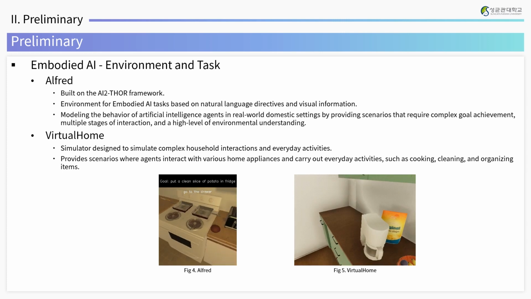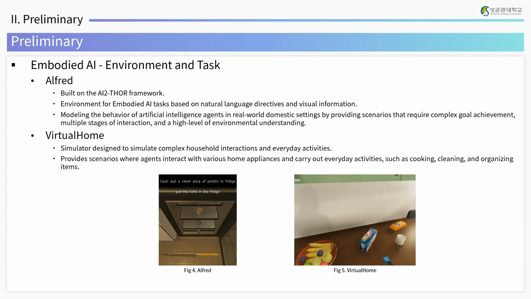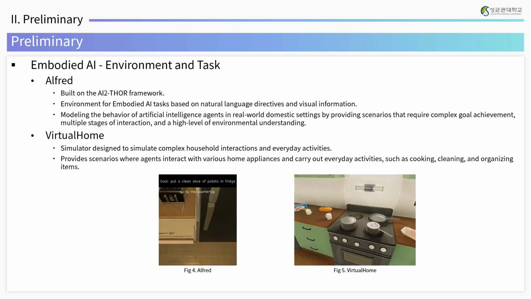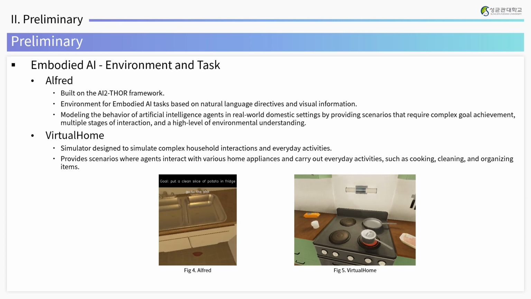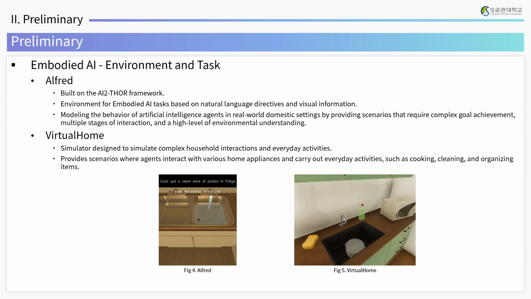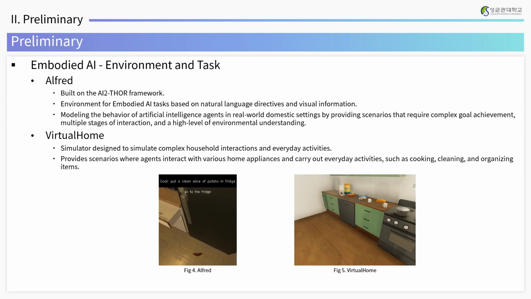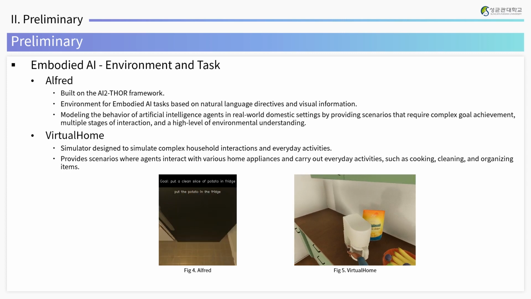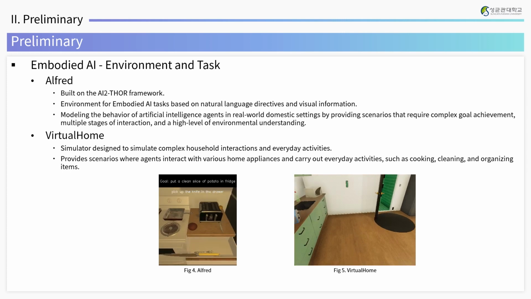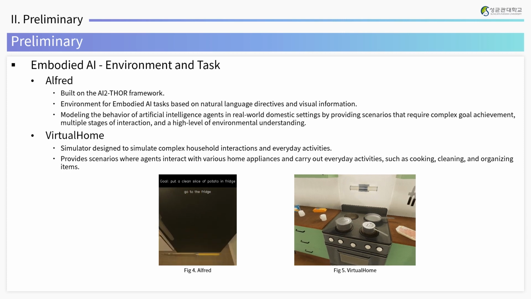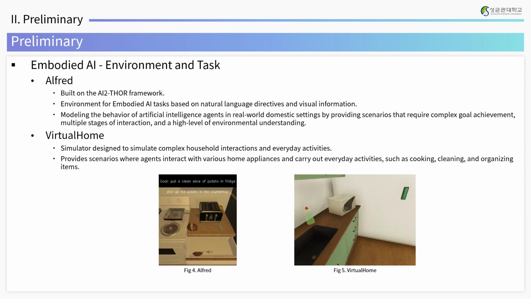ALFRED is an environment for embodied AI tasks based on natural language directives and visual information, built on the AI2-THOR framework. ALFRED focuses on modeling the behavior of artificial intelligence agents in real-world domestic settings by providing long horizon scenarios that require complex goal achievement, multiple stages of interaction, and a high level of environmental understanding.